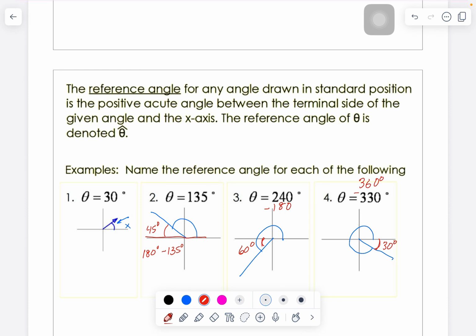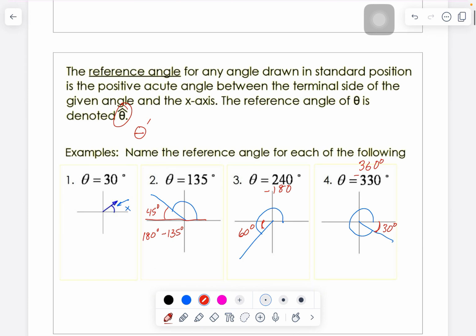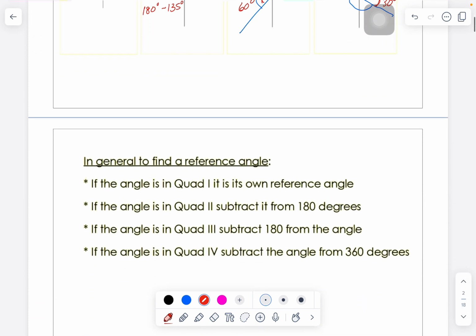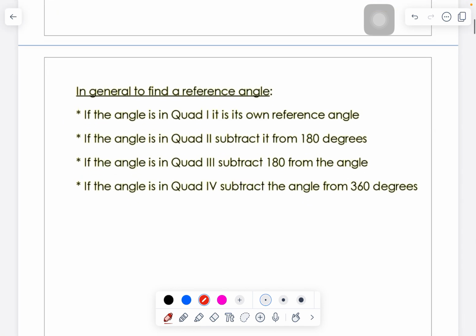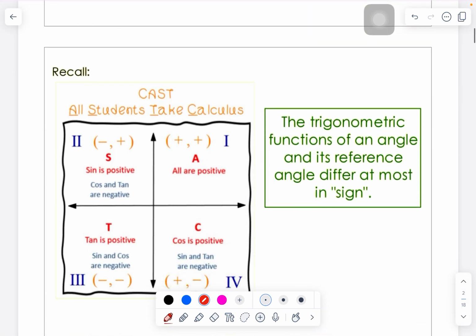Denote that when you see this symbol, they're talking about the reference angle. I often use this with a little prime on it to talk about the reference angle. Okay, here we go. Make sure you go with the x-axis. Here are some rules of what I just kind of did. You can read through those. It is its own in the first quadrant. You subtract it from 180 in the second quadrant. You're going to subtract the 180 from the angle in the third. And then you're going to take away from 360 in the fourth. I kind of like to graph the angle and get a visual first, though.